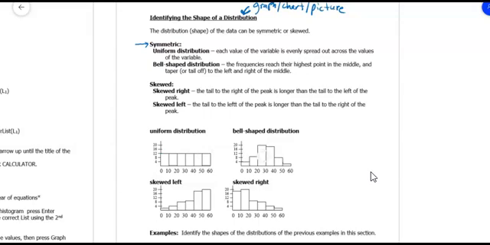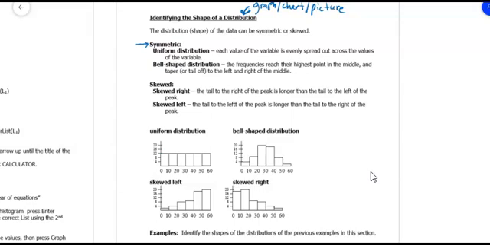Then we can also have symmetry by having a bell-shaped curve where the left side of the graph is a mirror image of the right side. So the outer values, the extreme values going towards the low end and towards the high end, have the lowest frequency. And the values towards the middle have the greatest frequency. That would be the bell-shaped one.